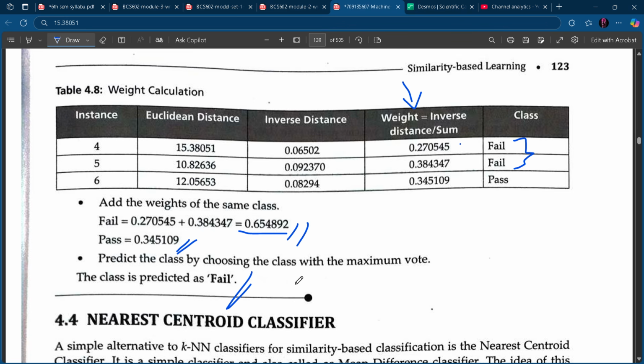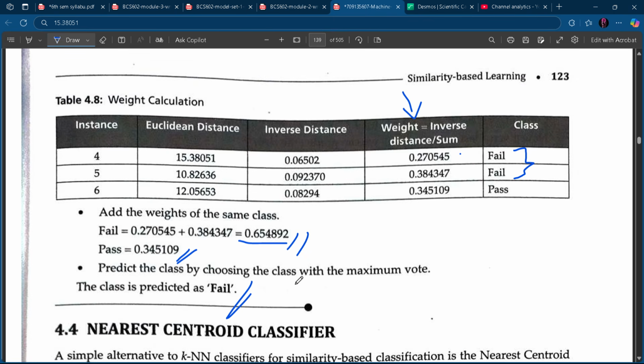That's it. Very simple, right? What you have to do, same as KNN, find the Euclidean distance. Calculate the inverse of those distances. Weight is equal to each inverse divided by the sum of all the inverses. Then add the same class weight values, whichever is highest, that is the predicted class. Five minutes, very easy. It took 5 minutes for me to explain.